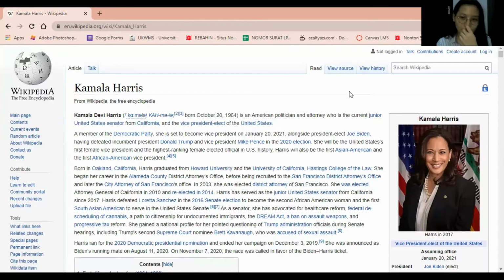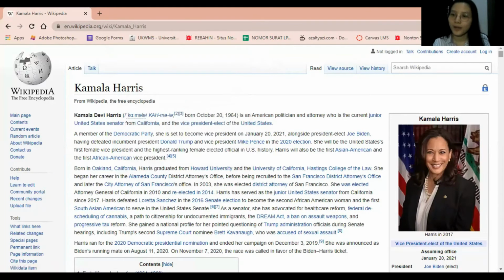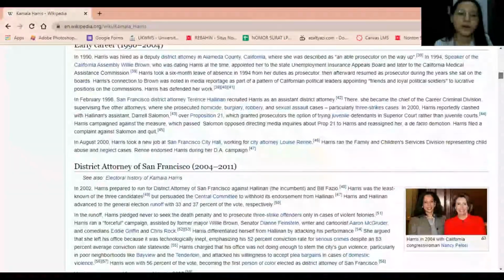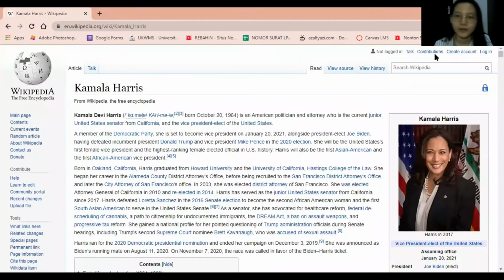All right, so here we can see that Kamala Harris is the Vice President of the United States. We can also see that she was born on October 20th, so her birth date, and we can also find information about her birthplace. What else can we find in this page? Okay, so we can also find information about her early life, her education, and also her career journey. So there's quite a lot of information about Kamala Harris here.